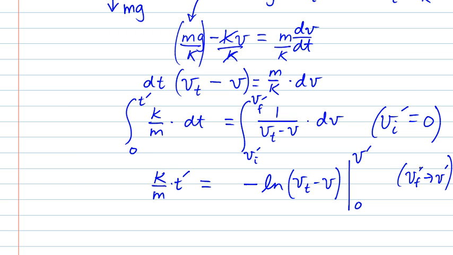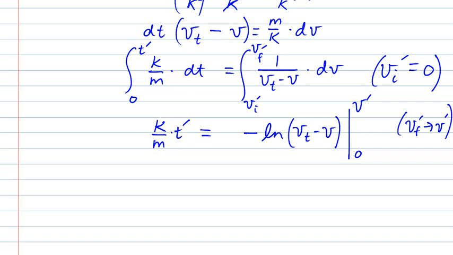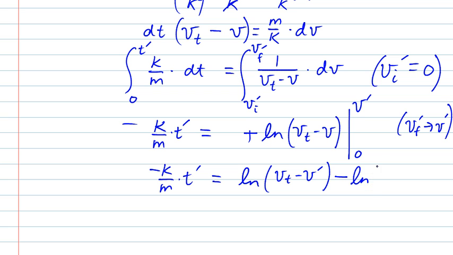Okay, and v prime is going to be our velocity at some later time. Okay, well, let's bring this negative over to here. So I have negative k over m times t prime. And this is going to give us the natural log of vt minus v prime minus the natural log of vt.